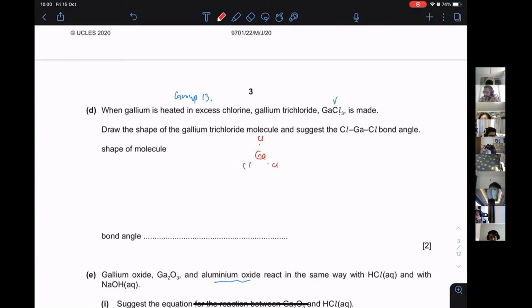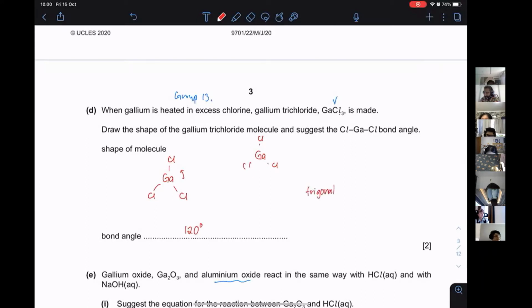Okay, so they just want you to draw the shape, no need to draw the valence electron and so on. I think this is enough already. You draw the shape like this and suggest the bond between Cl, gallium, and Cl. So they want you to find out what this bond is. This is going to be 120 degrees, which is a trigonal planar.